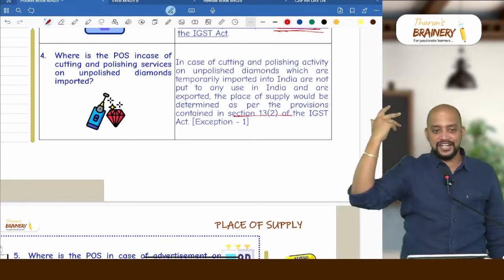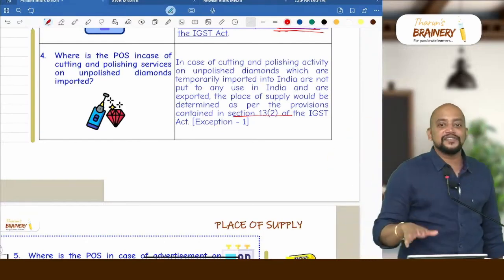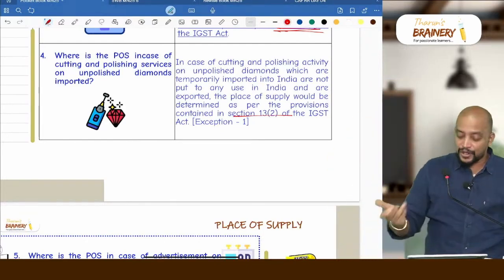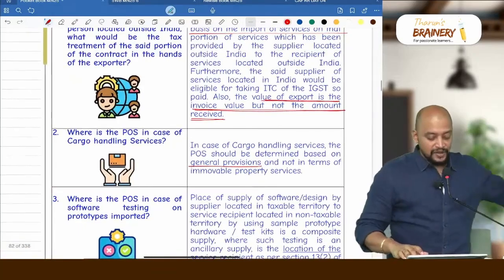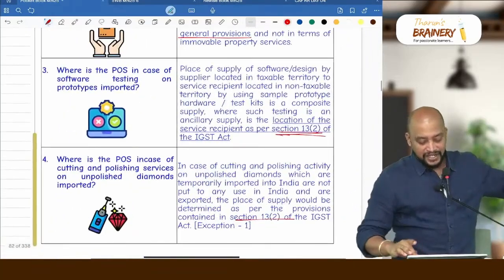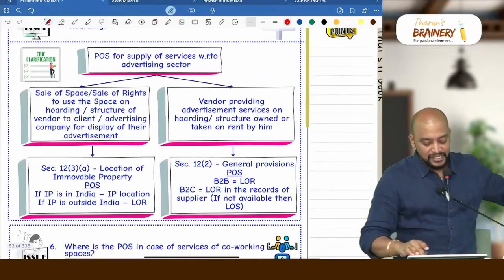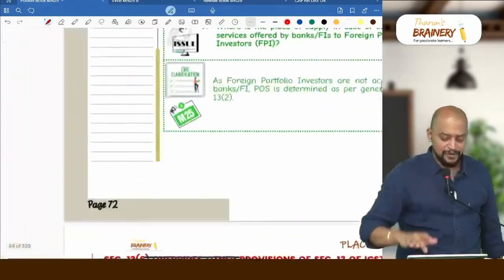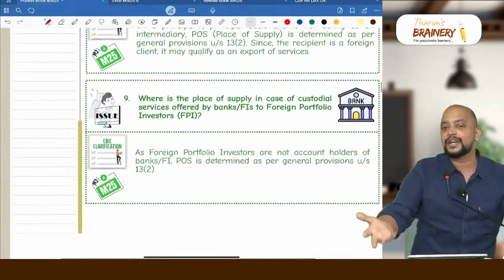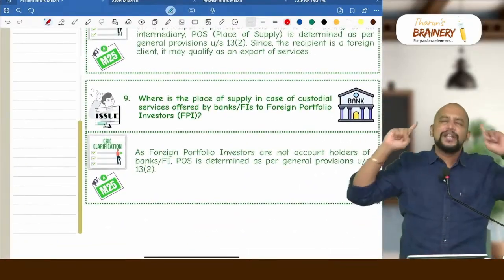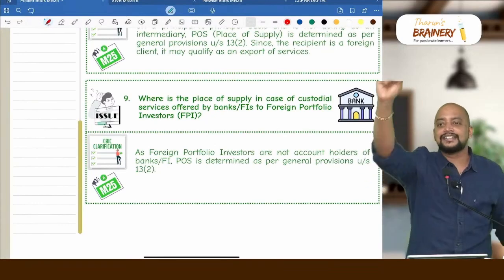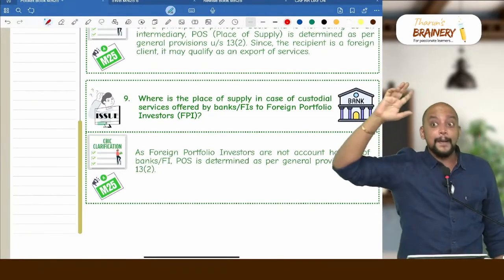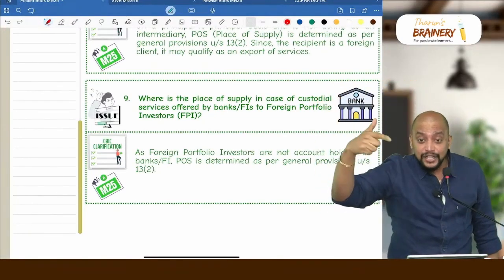Every circular you read, the place of supply will be general provisions only. Whenever you see the second one, general provisions; third one, general provisions; fourth, fifth, sixth, all these amendments also, general provisions only. Which means the moment you get a question on a circular, the answer is general provisions. But the reasoning you need to write.